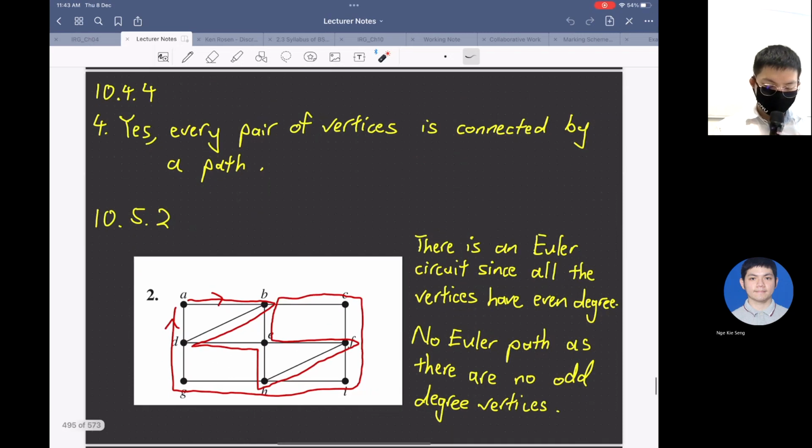10.4.4. I didn't draw the diagram up. You should go and see the diagram in your textbook and verify that if you pick every pair, there's a path. So it is connected.